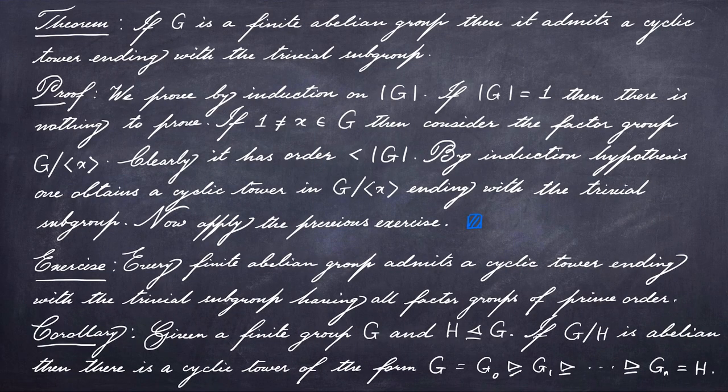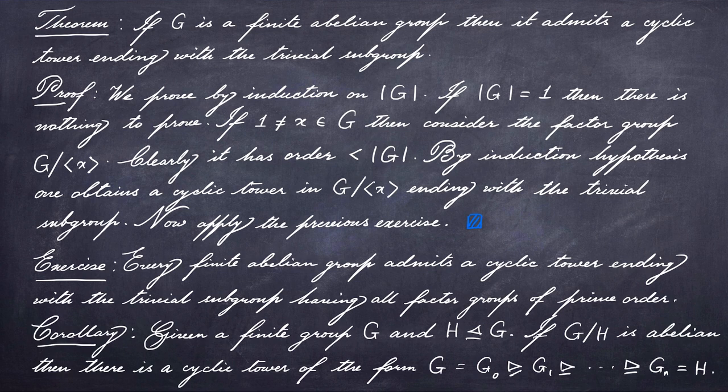Okay. So the next theorem says that if G is a finite abelian group, then it admits a cyclic tower ending with the trivial subgroup. We prove this by induction on the order of G. If the order of G is 1, then there is nothing to prove.